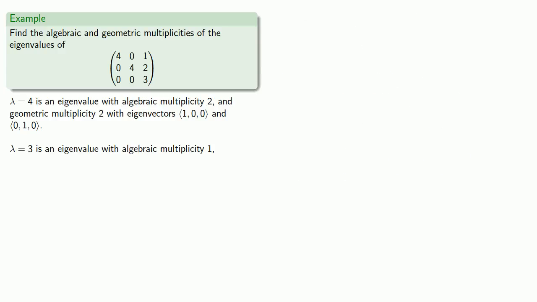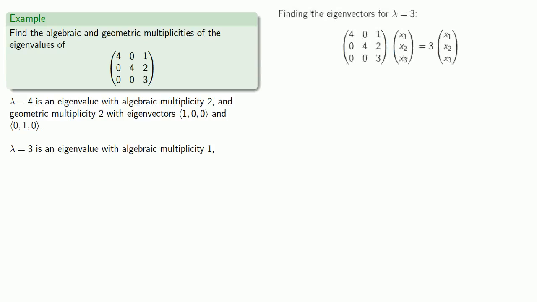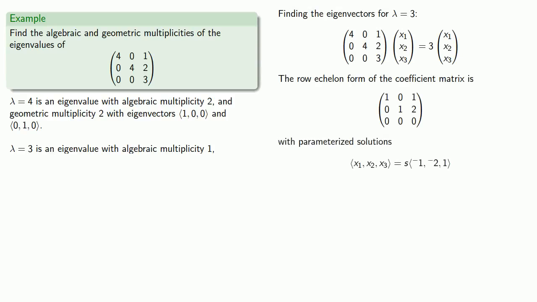Similarly, for lambda equals 3, we'll set up our equation, row reduce the coefficient matrix, and find that the eigenvector is s times [-1, -2, 1], and this is the only eigenvector, so lambda equals 3 is an eigenvalue with algebraic multiplicity 1 and geometric multiplicity 1 with the eigenvector [-1, -2, 1].